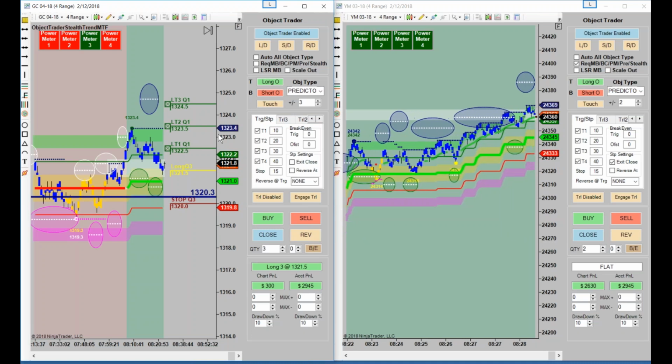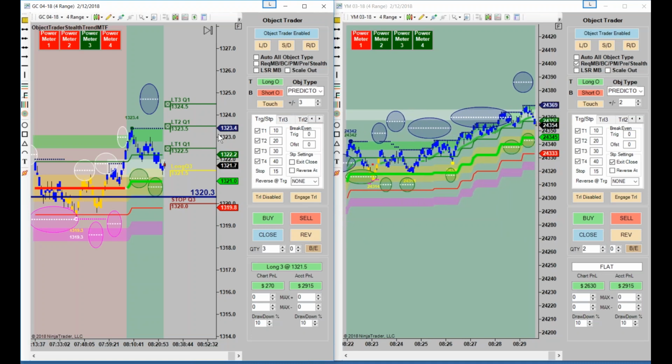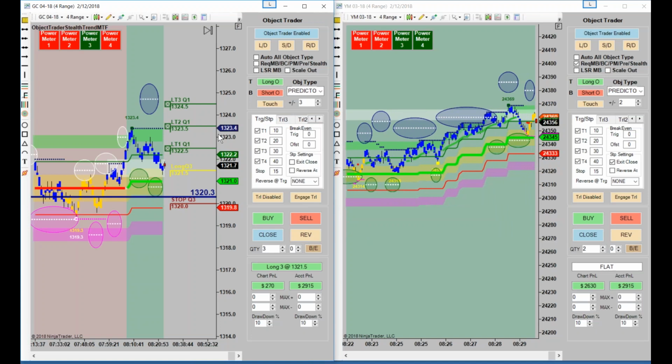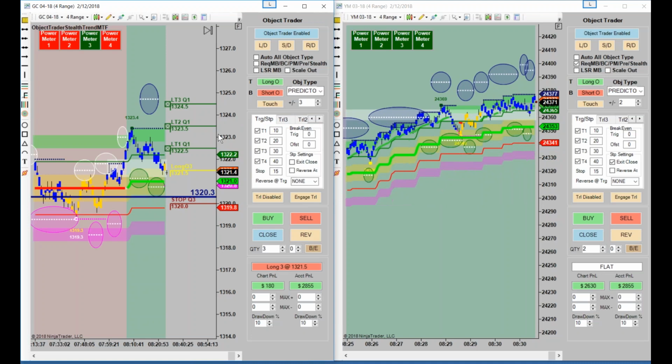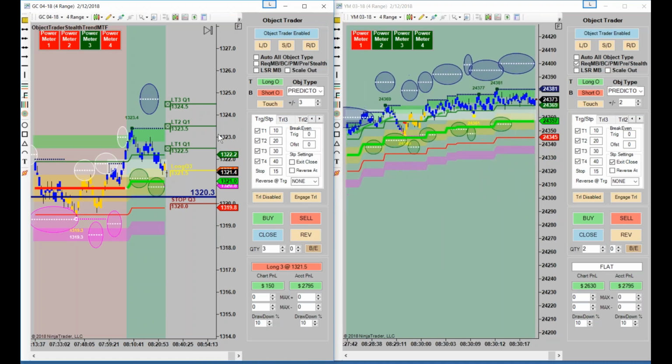See how gold does here. Now notice I don't have predictor on right now, but what if I did? Anybody? What would it be doing for us right now? It would have just made another trade. See that?